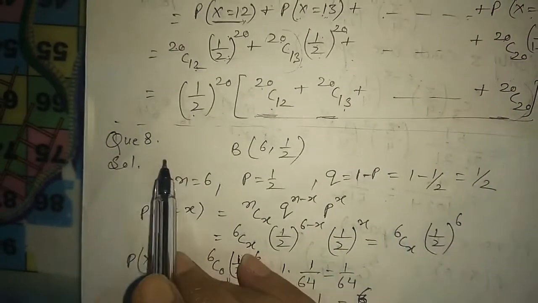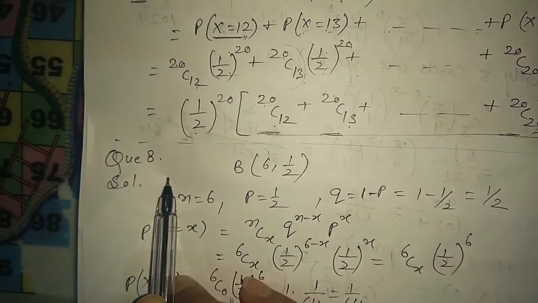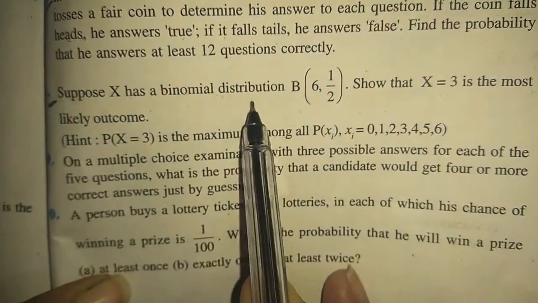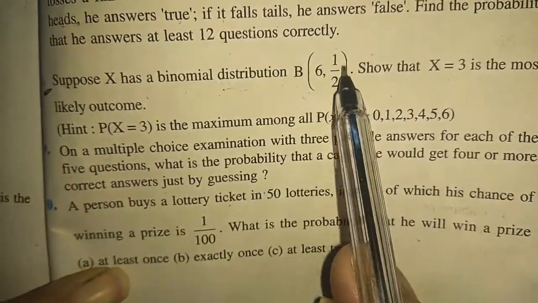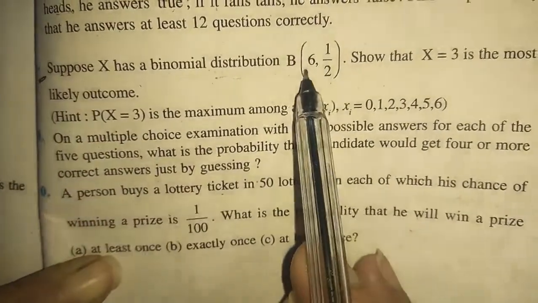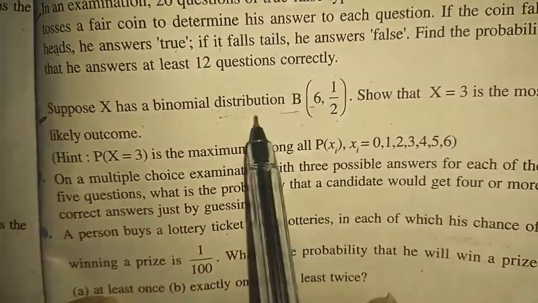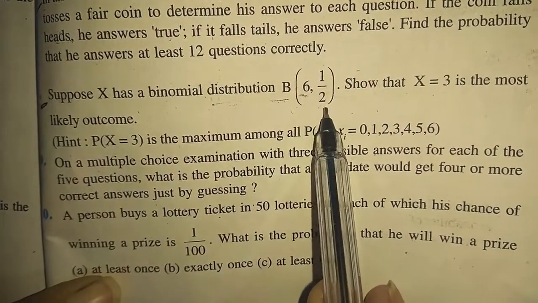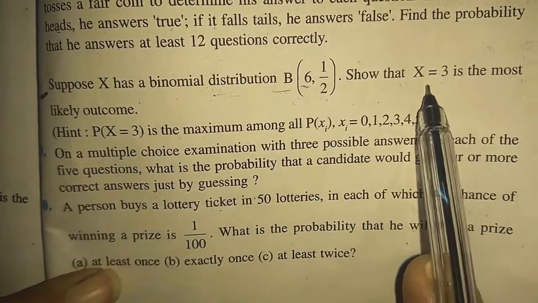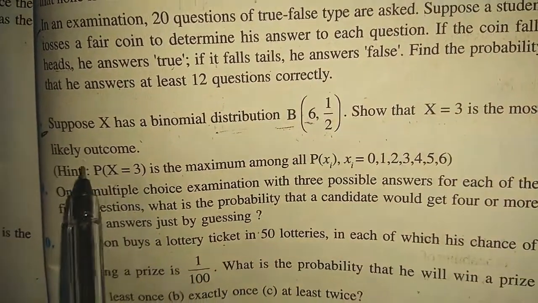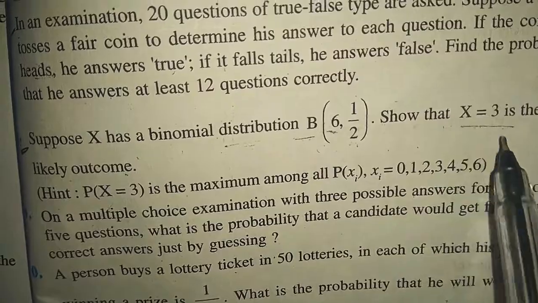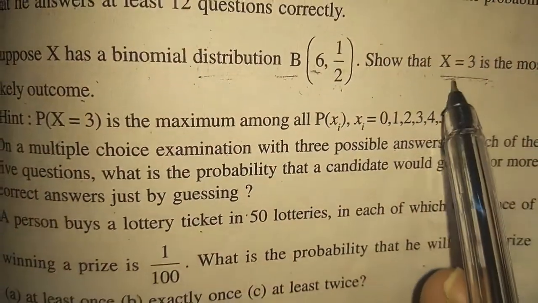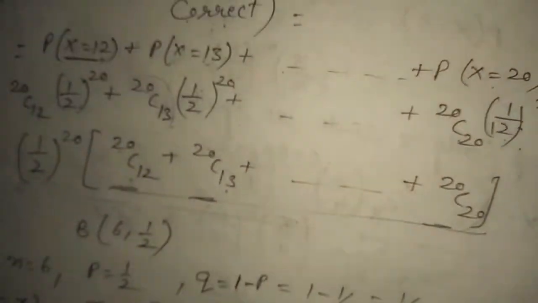Okay. Now question number 8. Look at question number 8. Suppose X has a binomial distribution B(6, 1 by 2). B(6, 1 by 2) means it is a binomial distribution, where n is 6 and p is 1 by 2, the probability of success. Show that X equal to 3 is the most likely outcome. Most likely outcome means the probability should be maximum at x equal to 3. So what is the meaning of this?